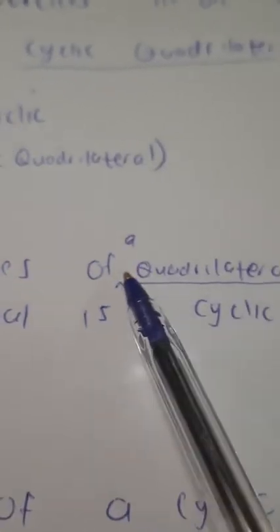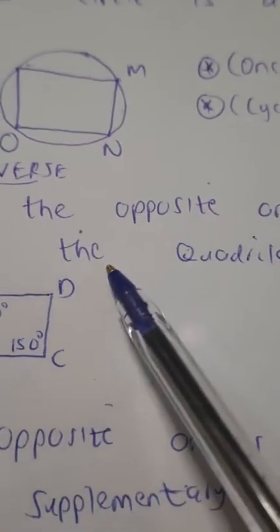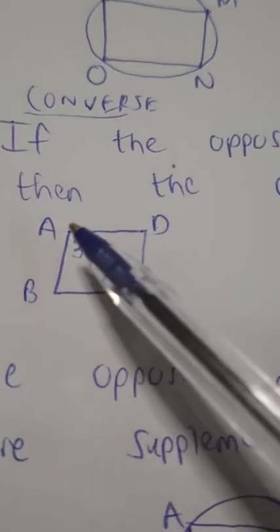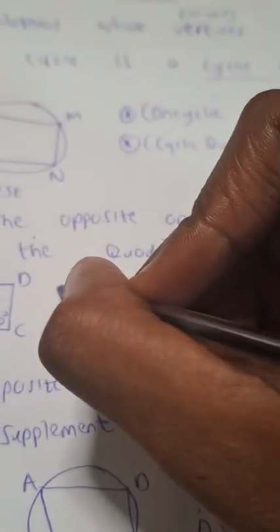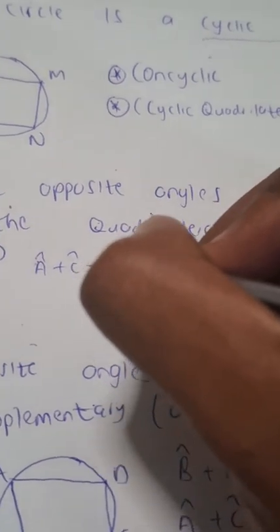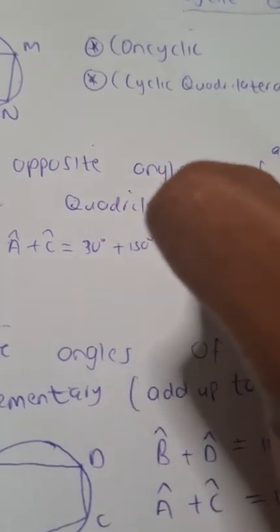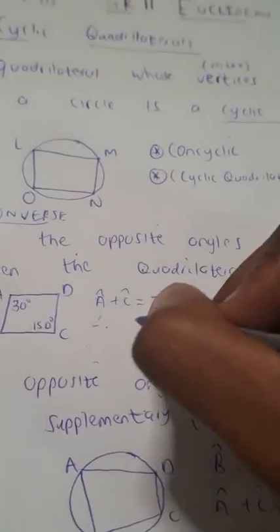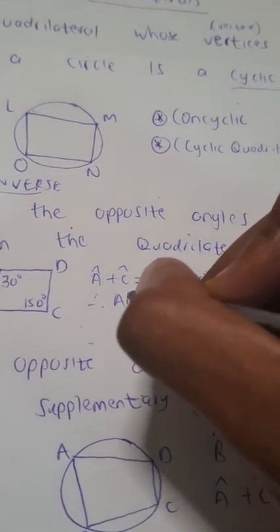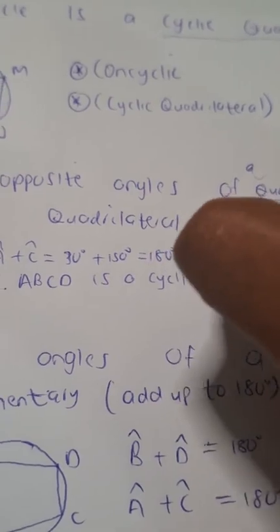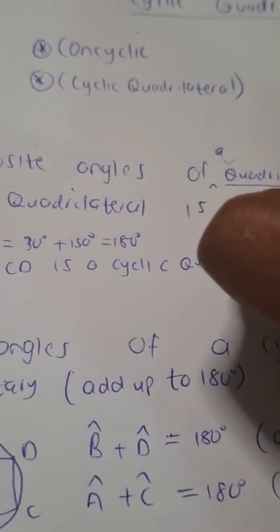Look at the statement. If the opposite angles of a quadrilateral, this is a quadrilateral, and its opposite angles, what do they do? We can see that angle A plus angle C is 30 plus 150, which gives you 180 degrees. We can see that from the diagram. From that, we can then conclude, therefore, ABCD is a cyclic quadrilateral.